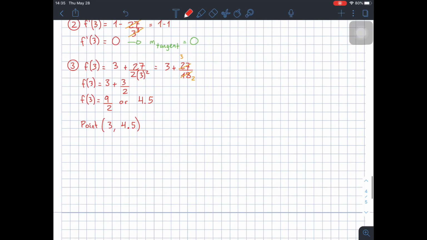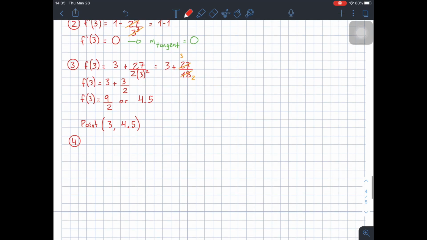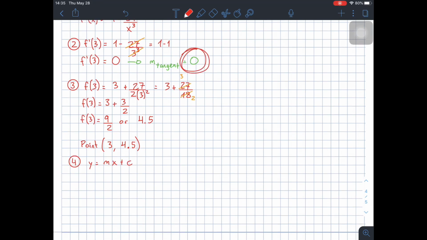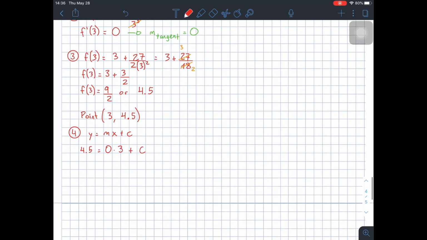That means that I can go on to step number 4 and find the equation of the tangent line, right? The equation of the tangent line would be y equals mx plus c, as always. We already know the value of m, which is 0, and we have the given point over here. So I'm going to replace the values, and it's 4.5 equals m, which is 0, times 3, which is the value of x, plus c. So you see that here we get the value of c, which is equal to 4.5.